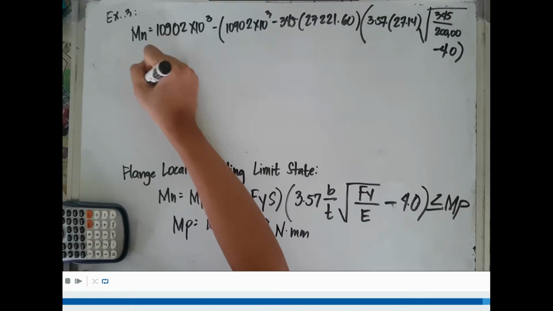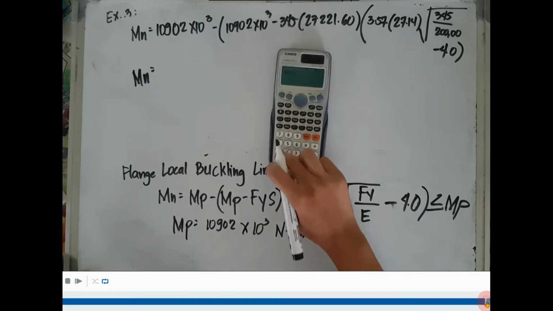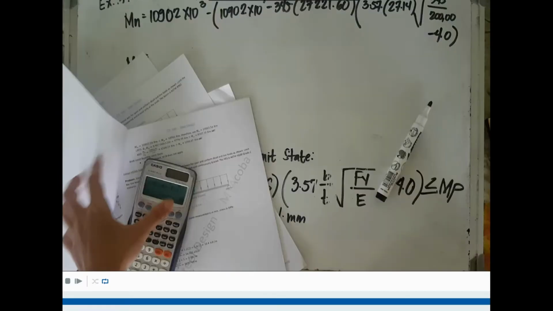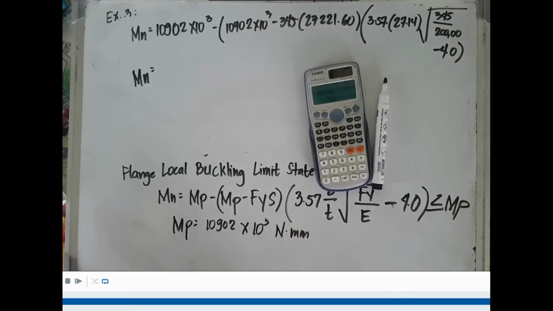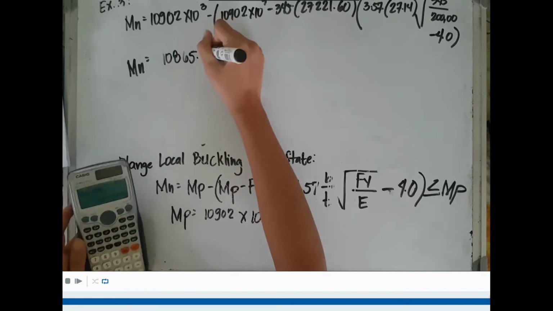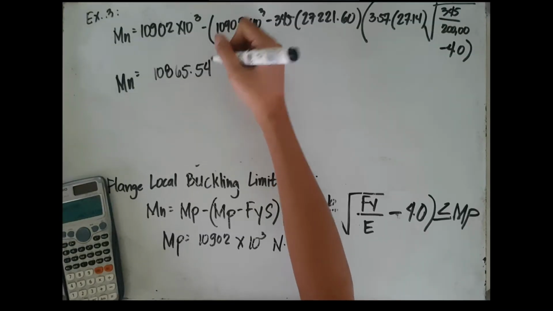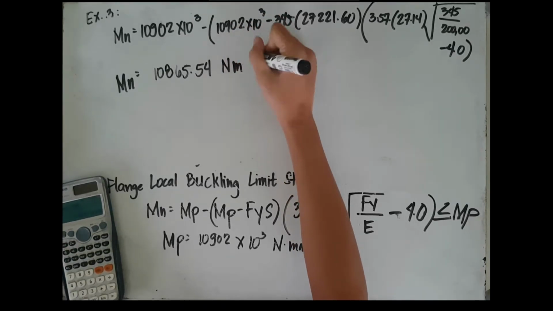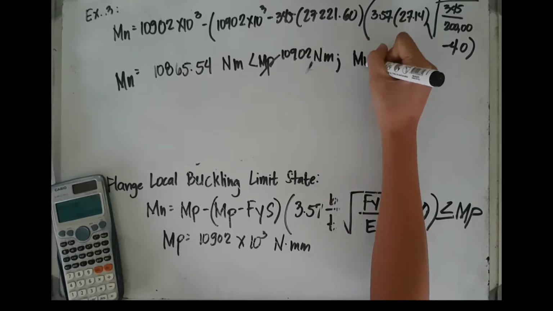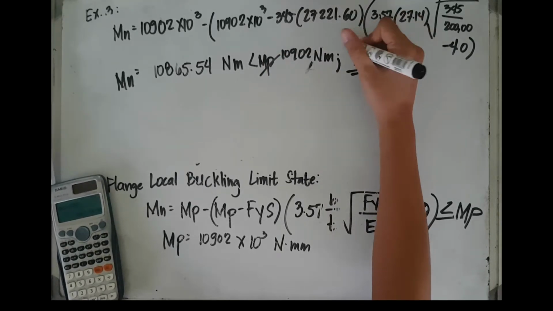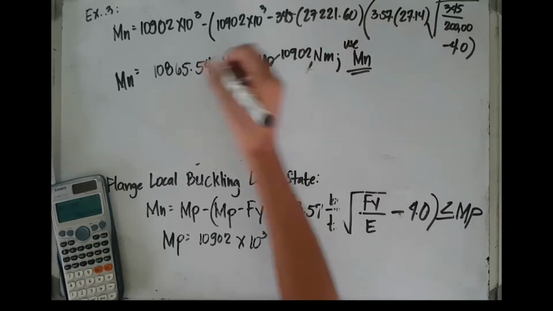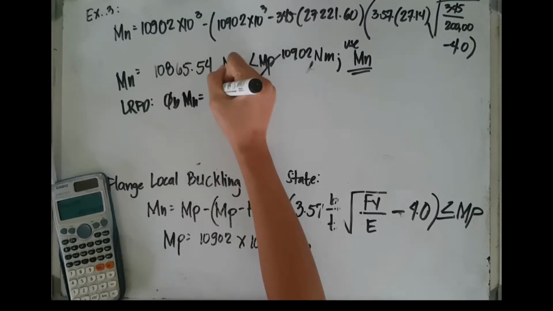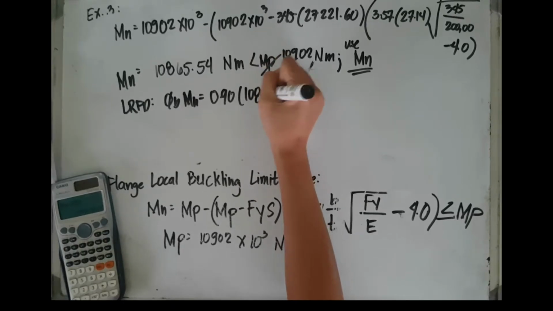Therefore, our Mn, or our nominal flexural strength, would be equal to 10,865.54 Newton meter. And it is obviously lesser than our plastic moment, which is 10,902 Newton meter. So we will adopt our nominal flexural strength of 10,865.54.